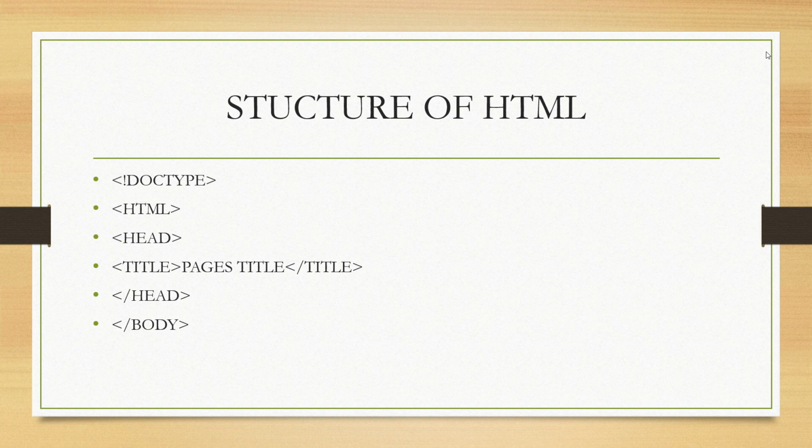Now let us look at the structure of HTML. First is the document type. What is the document we are using here? It will be given first, and next is the HTML and header. In other programming languages like Java and C, we use include, math dot h, and so on. And here is a title.